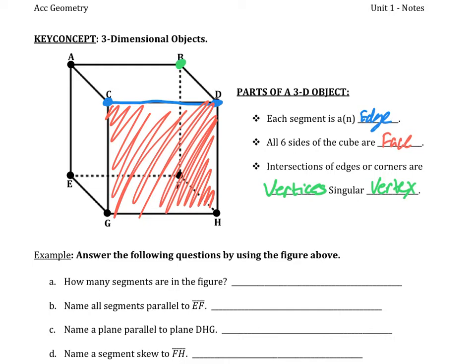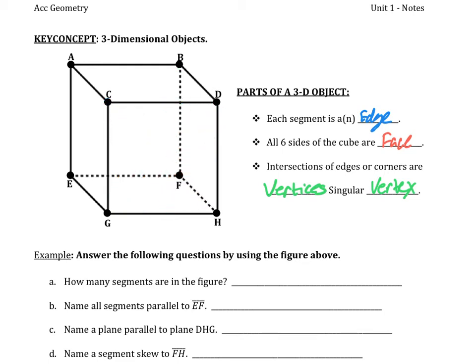Okay. So we want to take a look at this figure and pull out some different pieces of information about it. It asks us how many segments are in the figure. So we're going to go through and just count them. That's essentially asking us how many edges are in the figure, right?